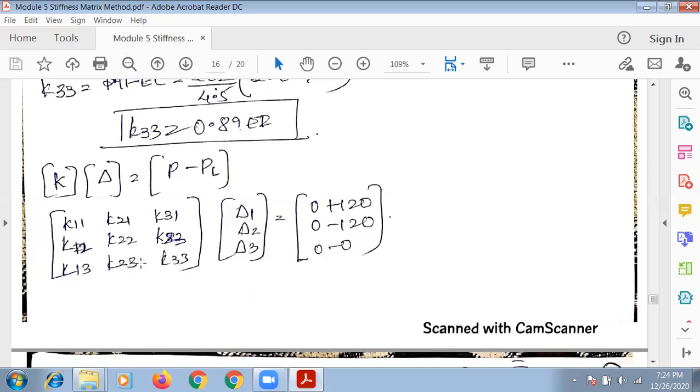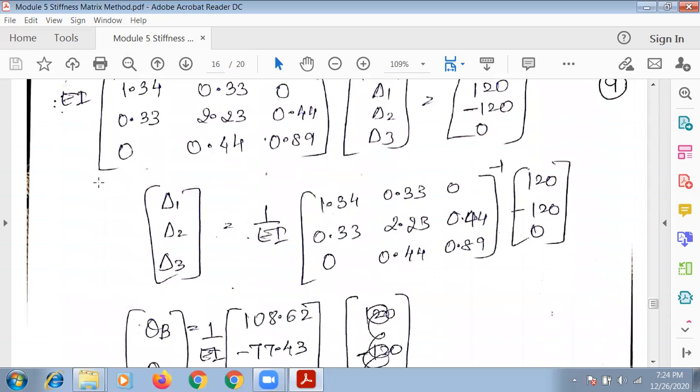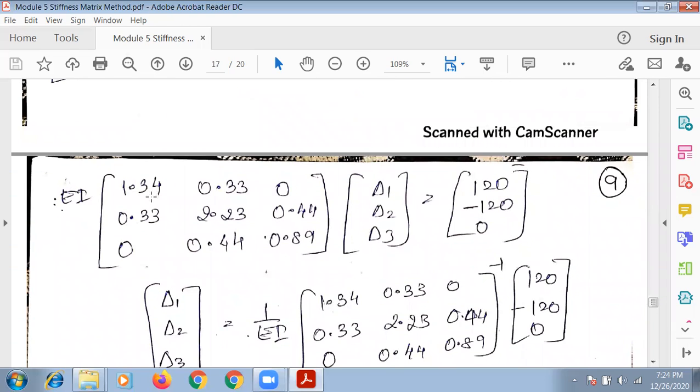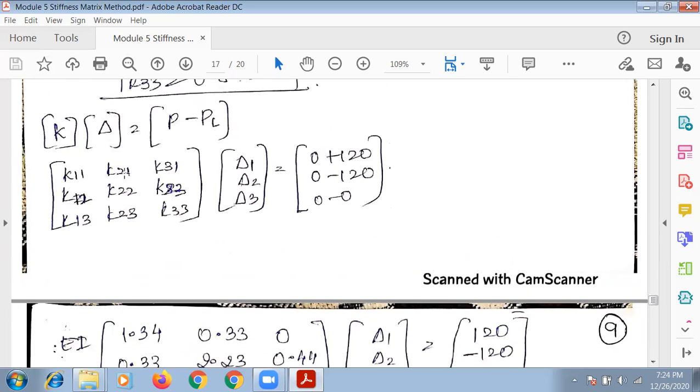Here again the values happen to be the same: delta 1, delta 2, delta 3. We have already calculated P minus PL, so put this here. Then take out the common value, which is 1.34. Here these will all remain fixed: K11, K22, K33 are 1.34, 2.23, 0.89. Only these are the same here. Here 0.33, 0.33, 0, 0, 0.44, 0.44. Luckily it is going to be symmetrical, so not many changes here.